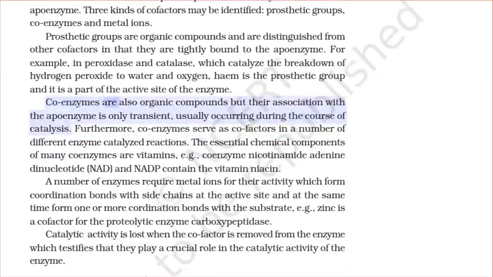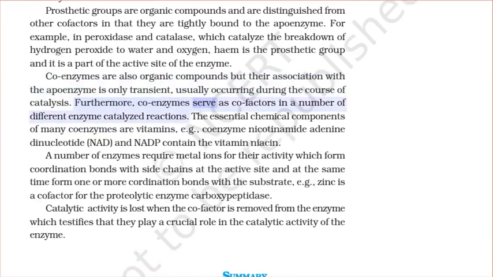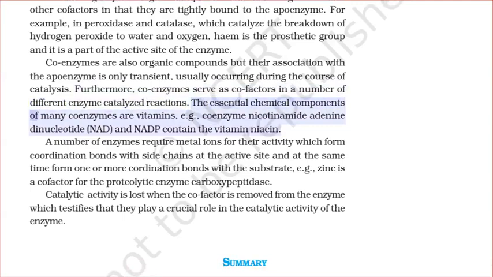Coenzymes are also organic compounds, but their association with the apoenzyme is only transient, usually occurring during the course of catalysis. Furthermore, coenzymes serve as cofactors in a number of different enzyme-catalyzed reactions. The essential chemical components of many coenzymes are vitamins, e.g., the coenzymes nicotinamide adenine dinucleotide, NAD, and NADP contain the vitamin niacin.